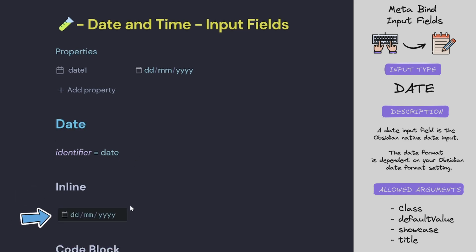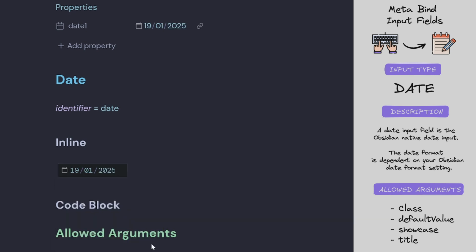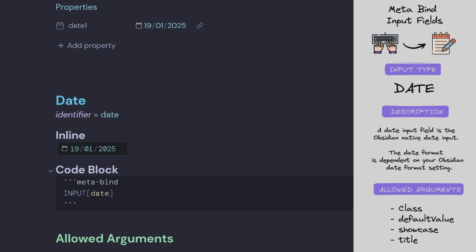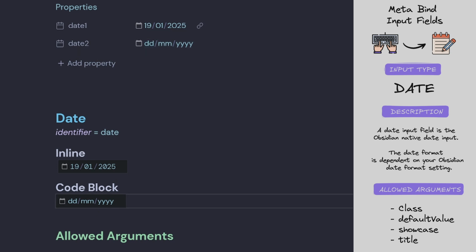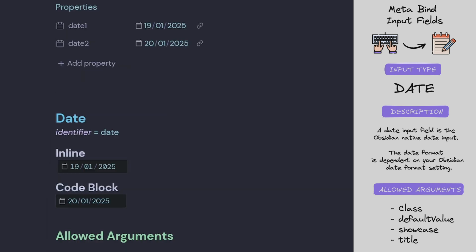If we enable reading view, we can see that we now have a date picker. So if we left click, we can select today's date. Then the YAML date1 is set to today's date. Let's do the same for our code block. So we do our 3 backticks followed by meta bind, and we put in input date binded to date. We'll make this one date2, and we'll go ahead and add our date2 YAML property. So now we have our code block, and we can set this one to be the 20th of January. So we can see up the top there, our 2 YAML properties are set.